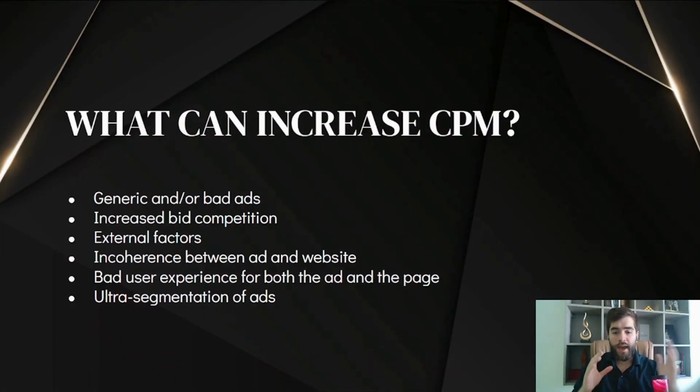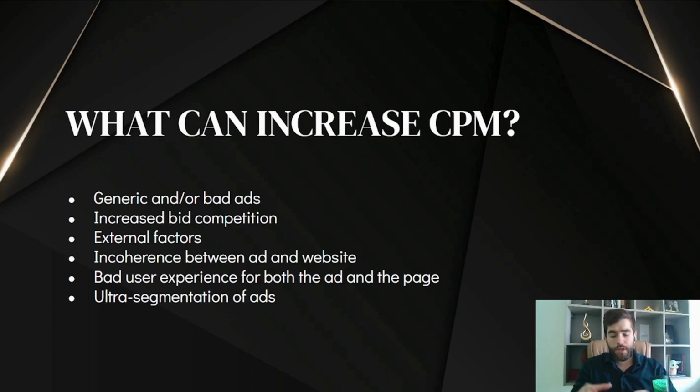Bad user experience for both the ad and the page. You have a bad ad, a bad page that is not so fast, a heavy website. You cannot load the pictures, the video, the content on the website. This can increase your CPM. And you have to be good, man, about your ads, because if you want to build a relationship with your customers, your potential clients, you have to make ads that don't look like ads. They have to be like native ads. I'm going to show some examples to make it easier to understand. And auto segmentation of the ads is one of the factors. In my personal opinion, this is the biggest factor that increases your CPM.